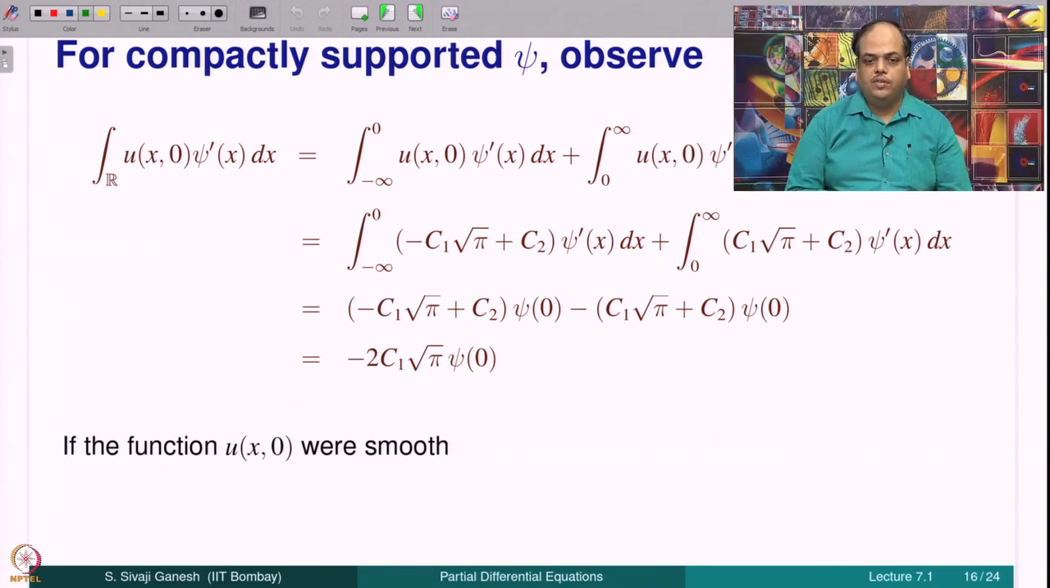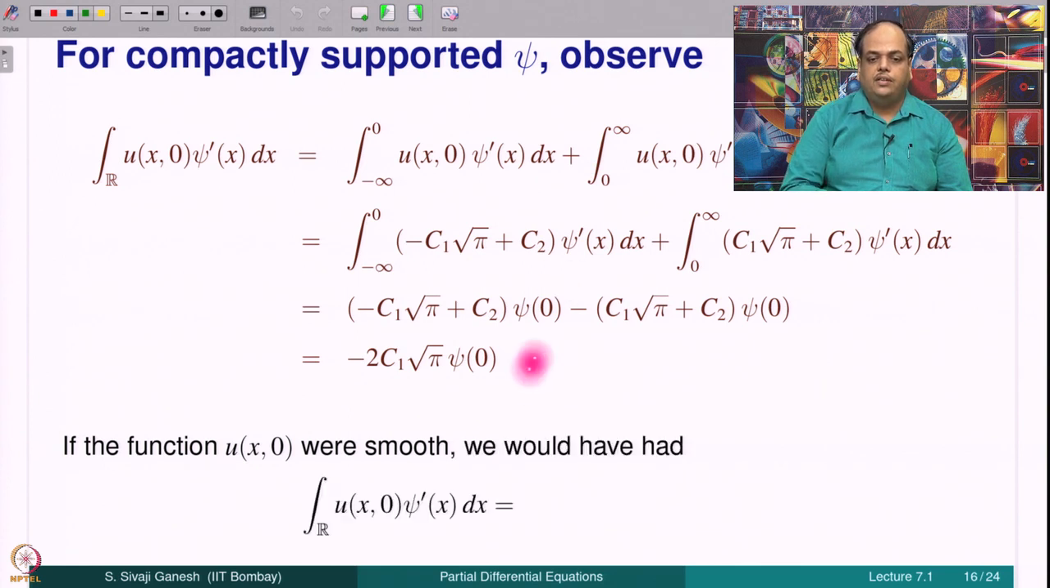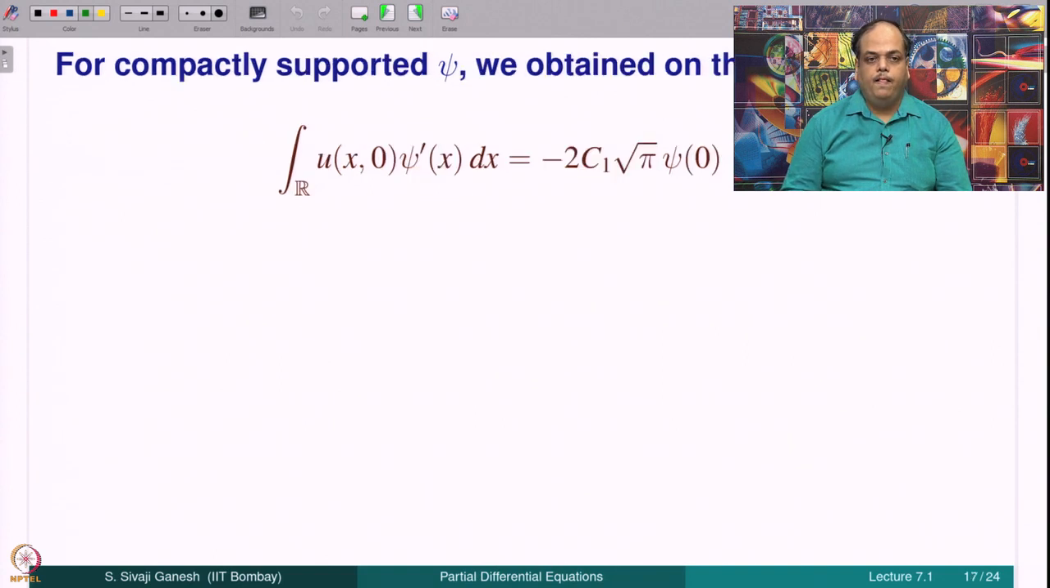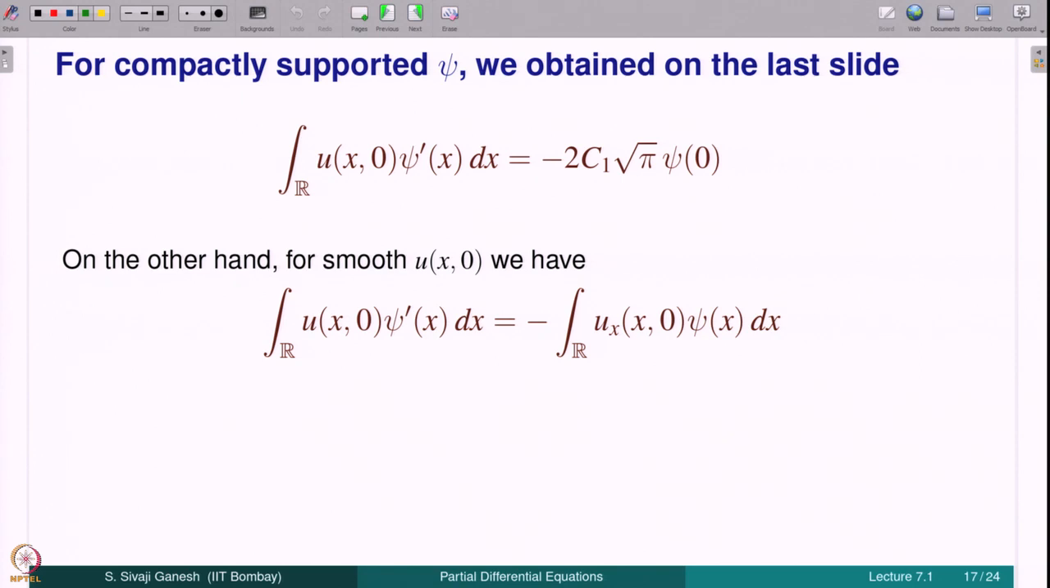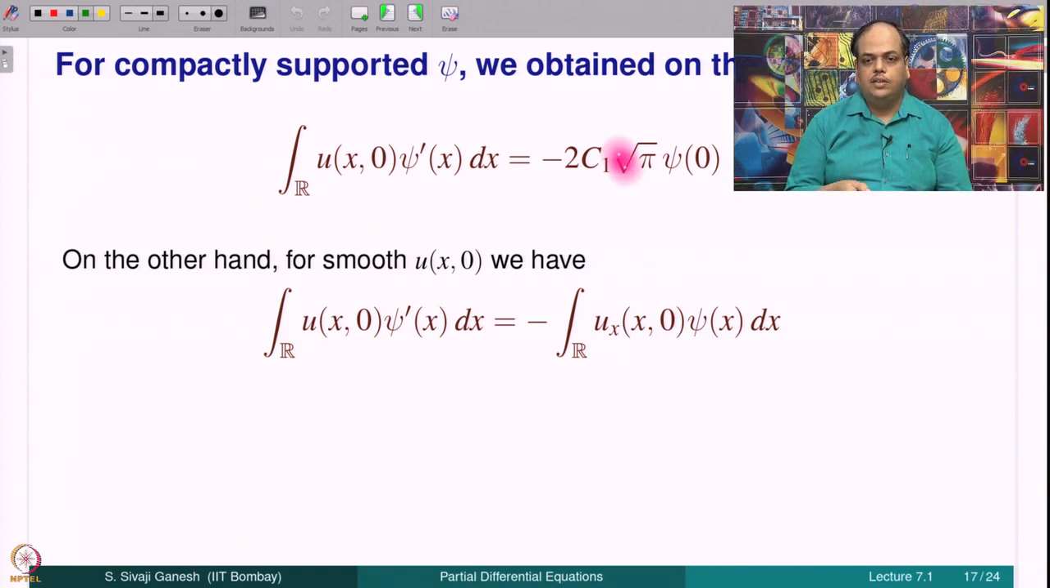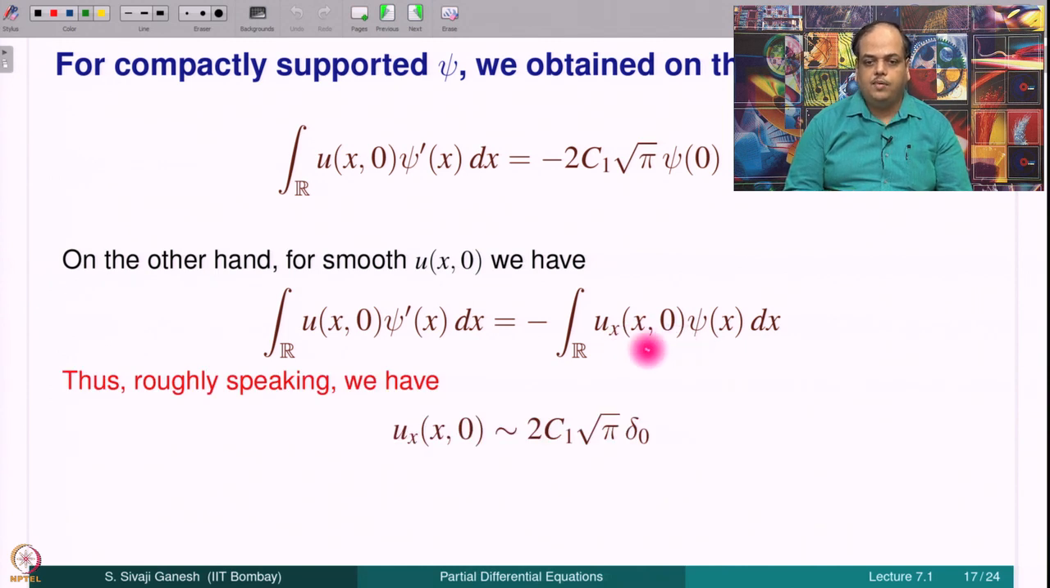If the function u of x, 0 were smooth and not like this, what we would have had is the integral of u of x, 0 psi dash of x equal to minus the integral of u x of x, 0 psi of x dx. So, we obtained this expression on the last slide, and for smooth functions u of x, 0, we would get this. In some sense, this and this are related, loosely, roughly speaking. Roughly speaking, u x of x, 0 is like 2 C1 root pi delta 0. This is the Dirac delta.